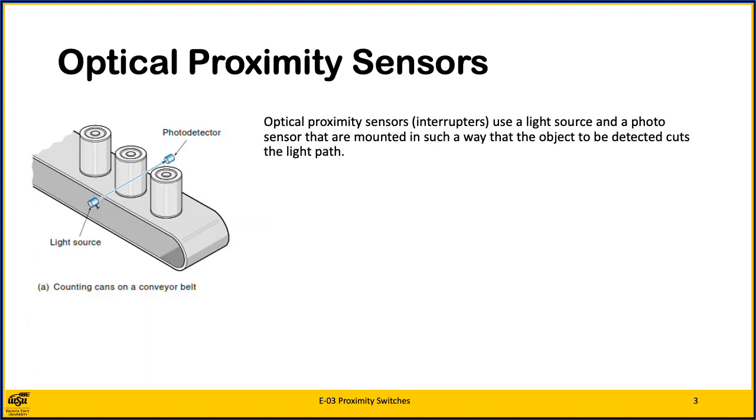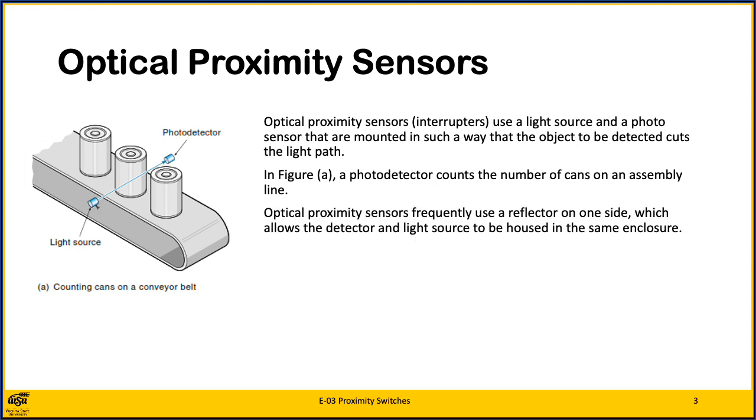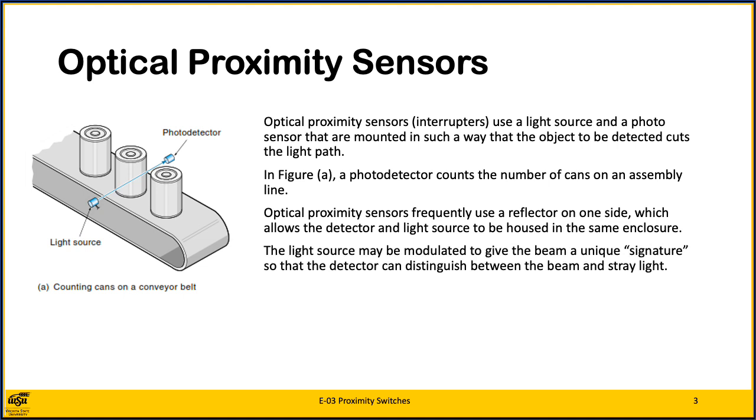Optical proximity sensors, sometimes called interrupters, use a light source and a photosensor that are mounted in such a way that the object to be detected cuts the light path. In Figure A, a photodetector counts the number of cans on an assembly line. Optical proximity sensors frequently use a reflector on one side, which allows the detector light and source to be housed in the same enclosure. Also, the light source may be modulated to give the beam a unique signature, so that the detector can distinguish between the beam and stray light.